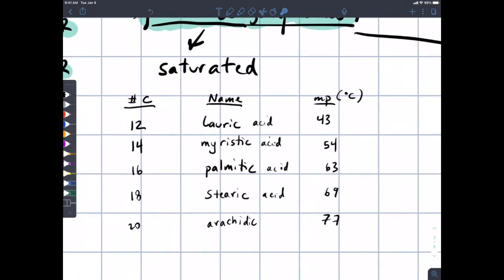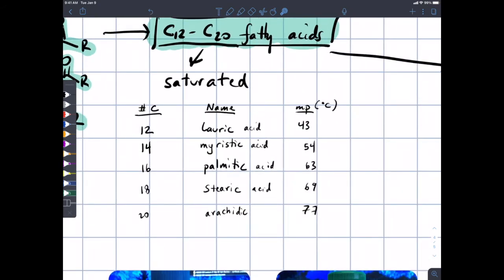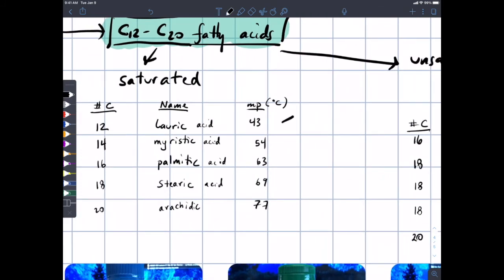So here are a number of examples of the kinds of fatty acids you find in fats and oils. This is not the whole oil or triglyceride. These are just the individual fatty acids. The 12-carbon fully saturated carboxylic acid is called lauric acid. 2, 4, 6, 8, 10, 12. That's what it looks like.